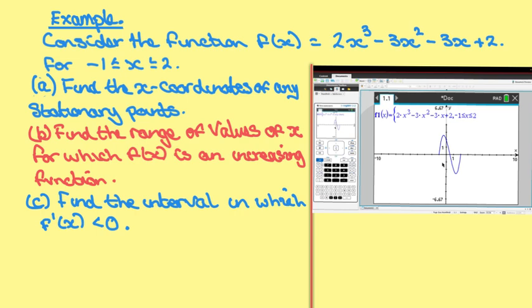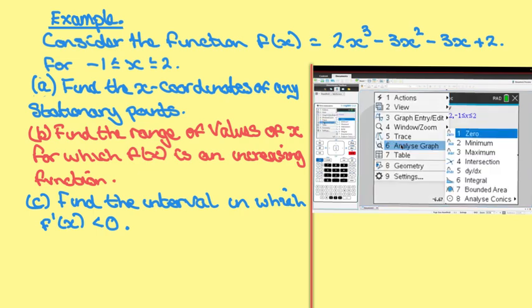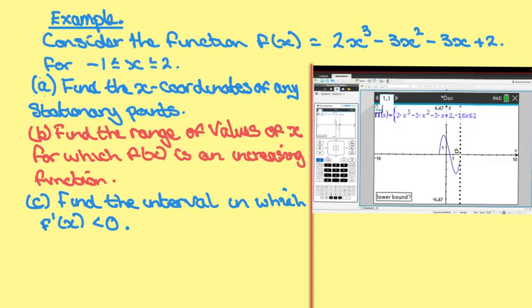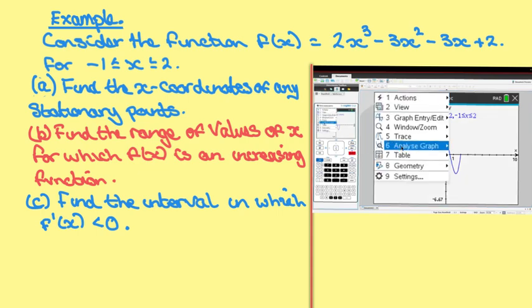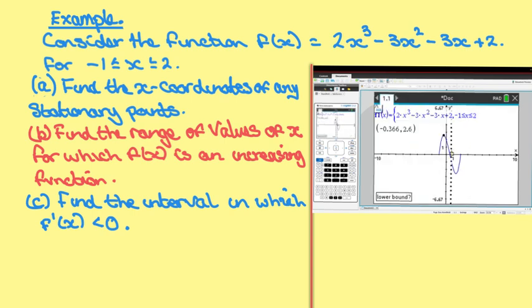First thing I need to do is find any stationary points. I can clearly see that there is a maximum there and a minimum there. So if I go to Menu, Analyze Graph, I'll find the maximum first. So my maximum is when x is -0.366. Now I'll go to Menu, Analyze Graph, find the minimum. And my minimum is when x is equal to 1.37.